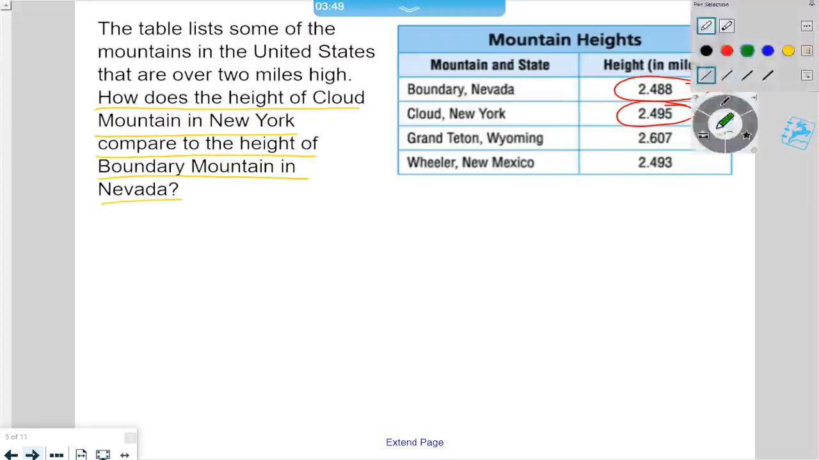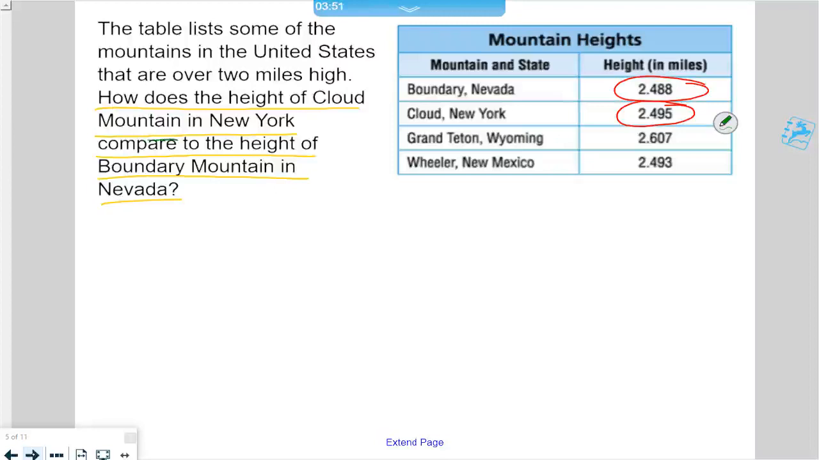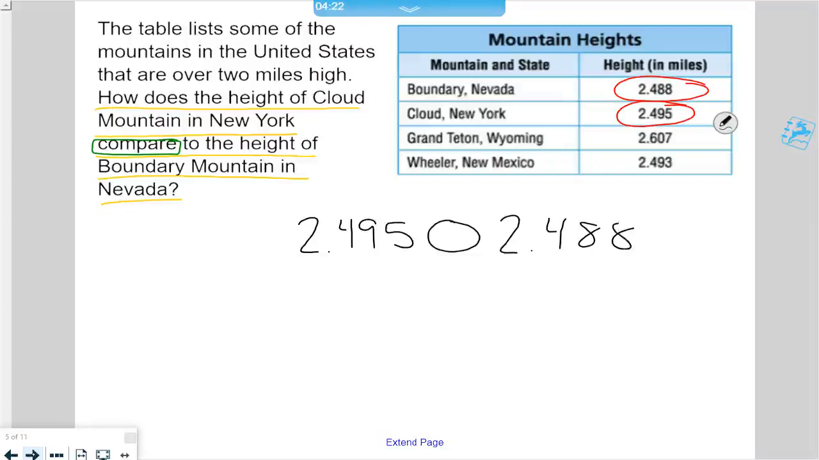Okay, my important math words that are telling me what to do are right here. I'm going to compare them. That's asking me if it's going to be greater than, less than, or equal to. So I'm going to take the height of Cloud Mountain. Cloud Mountain is 2 and 495 thousandths. And Boundary is 2 and 488 thousandths.